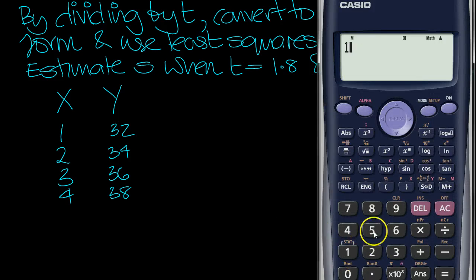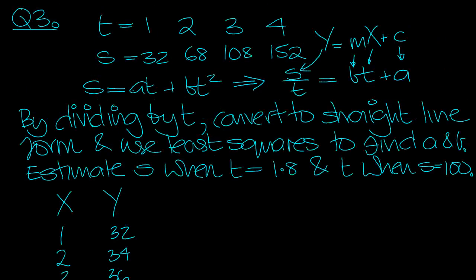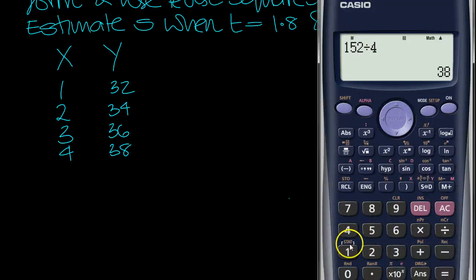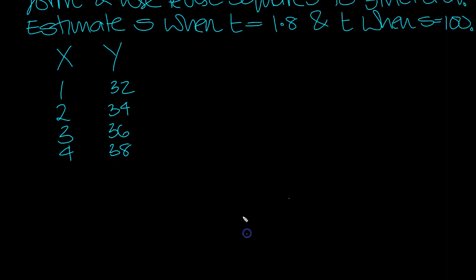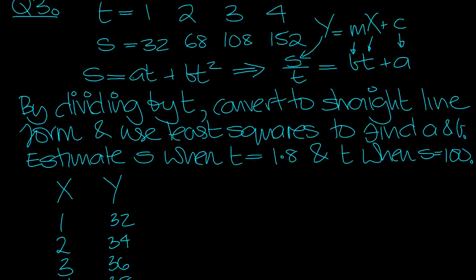152 over 4. 152 divided by 4. Yeah, 38. And the other one, 108 over 3. Let's just double check that one. 36. Yeah, everything's okay. Good. Okay, that's s over t.